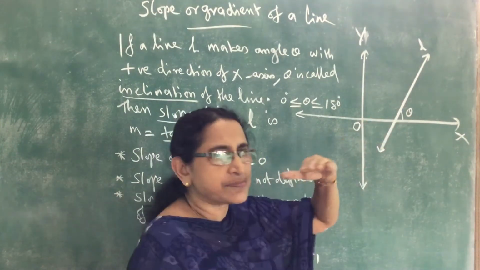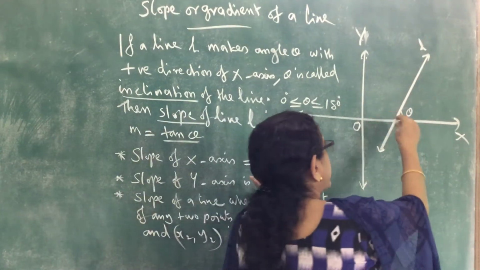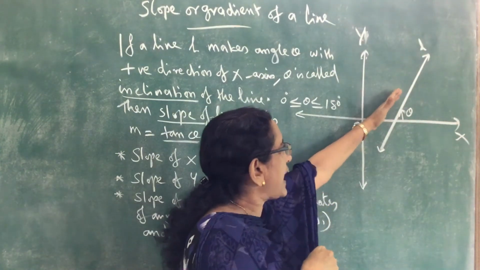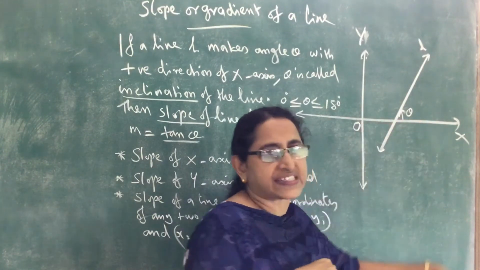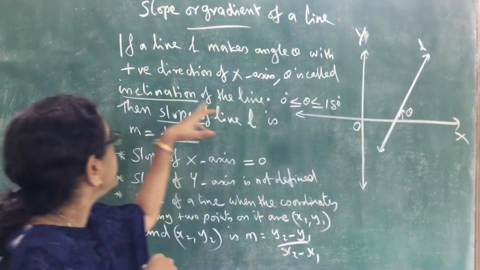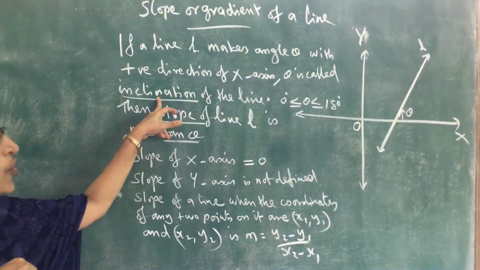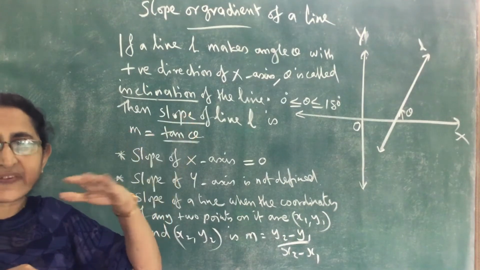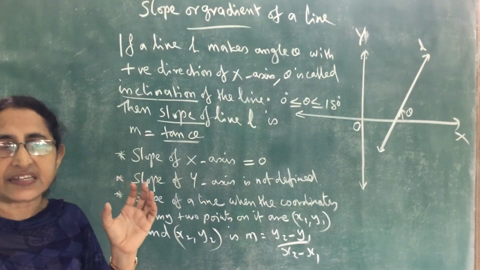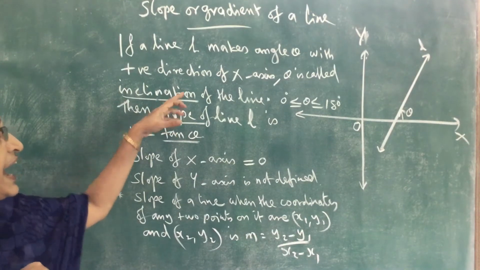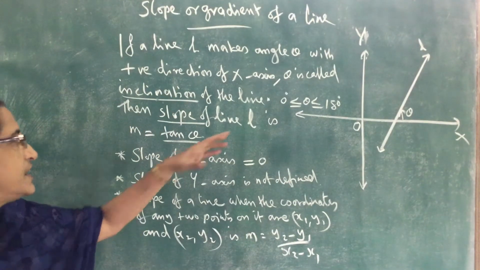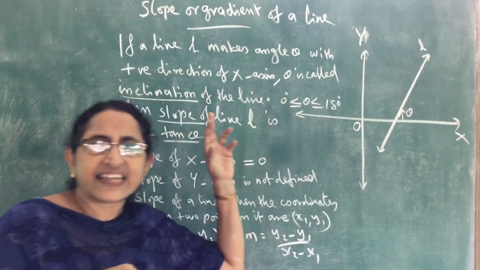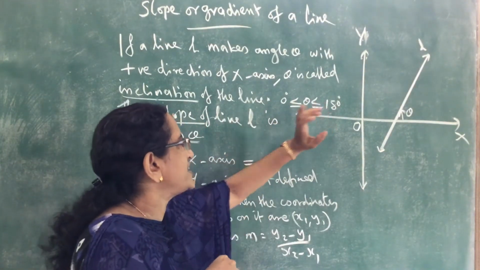So here the angle is measured in the anti-clockwise direction, this direction. So it is a positive angle. If the line makes angle theta with the positive direction of the x-axis, then theta is called the inclination of the line L. The inclination theta will always be between 0 and 180, including 0 and 180. So 0 less than or equal to theta less than or equal to 180 degrees.